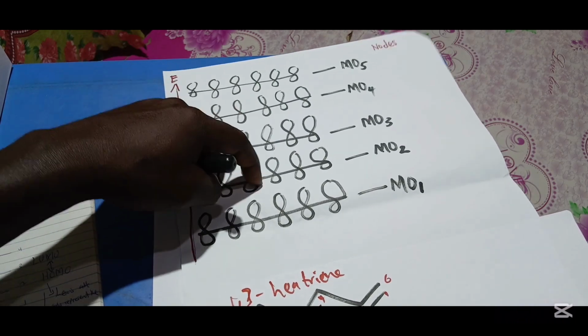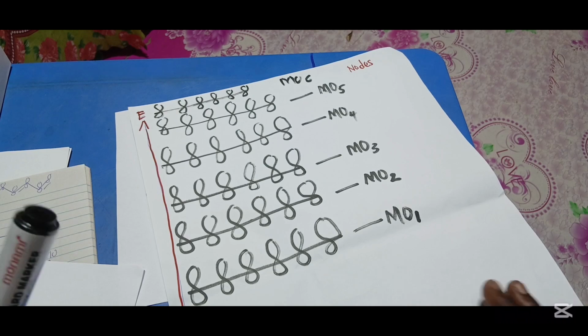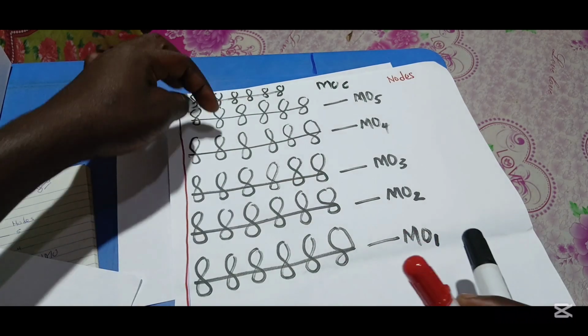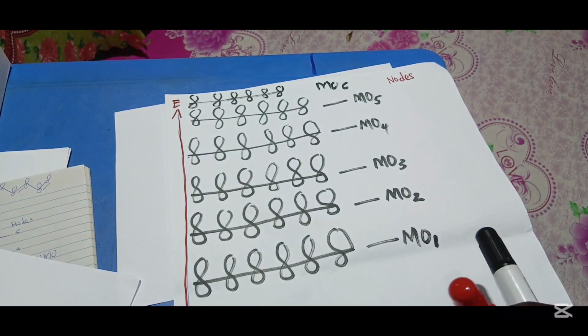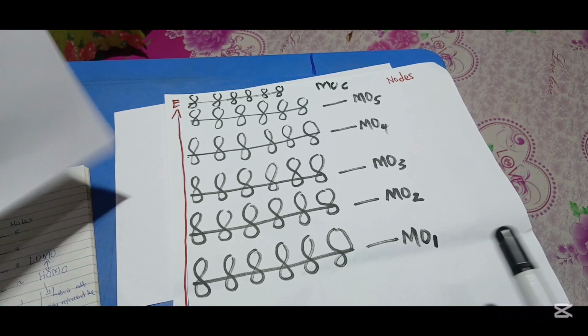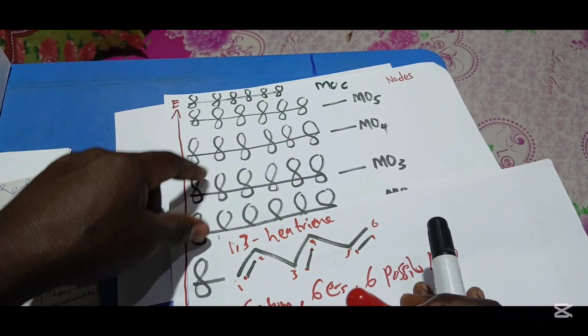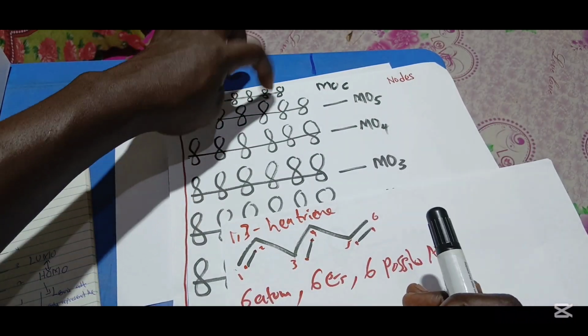1, 2, 3, 4, 5. Oh, I have to add 1. So I'm done adding it. So that is at the top right here. So I have 6 atoms, right? So 6 atoms. If you look at this very well, 1, 2, 3, 4, 5, 6.